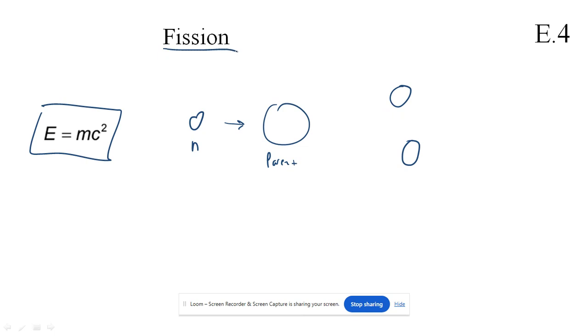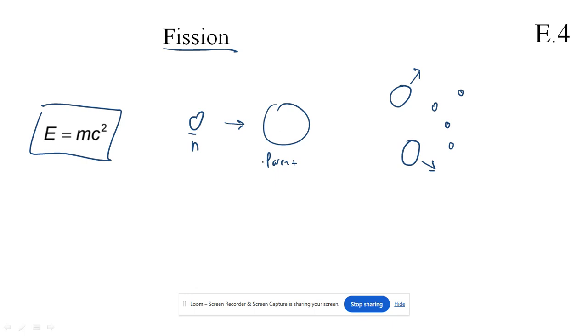Because fission means to create fissures, right? We're splitting this thing apart. You're going to split this guy apart, but you're also going to release some neutrons, not just the neutron that came in. You're also going to have these spare neutrons.